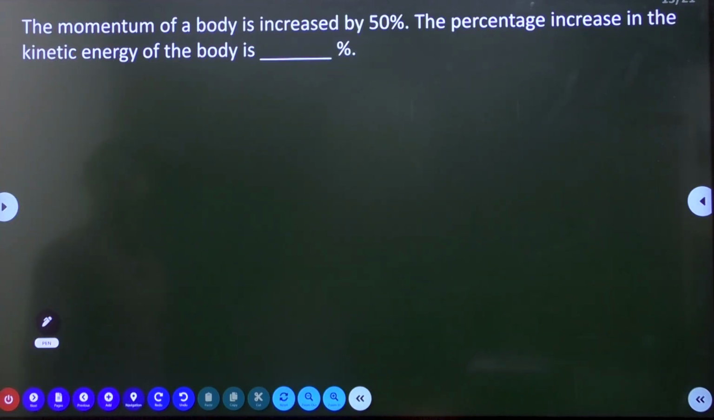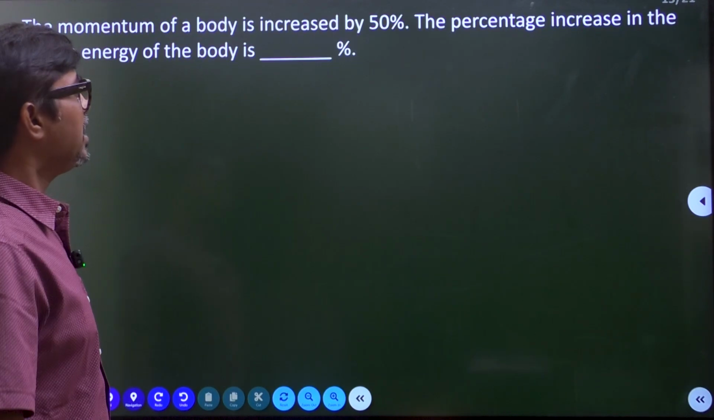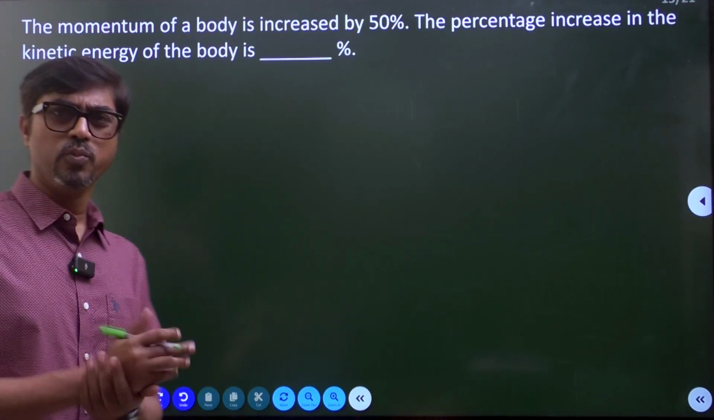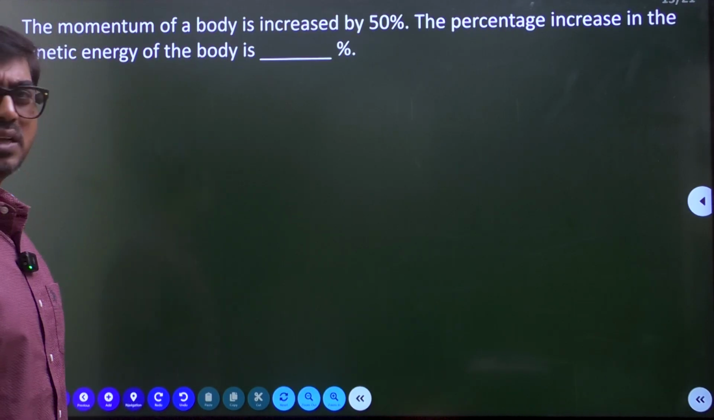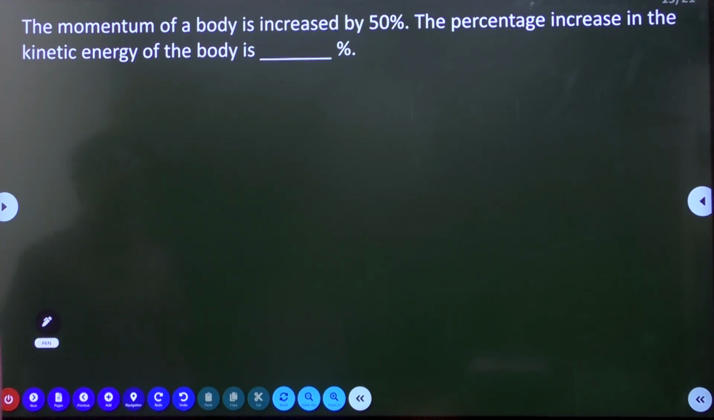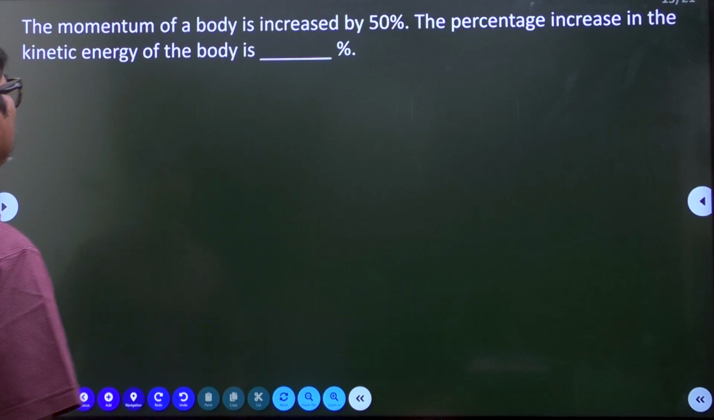All right. Next problem. The momentum of a body is increased by 50%, and the percentage increase in kinetic energy of the body. It's actually a very simple problem. Probably they can ask this in NEET examination also, but still sometimes students may make a small mistake. That's why I just do it.